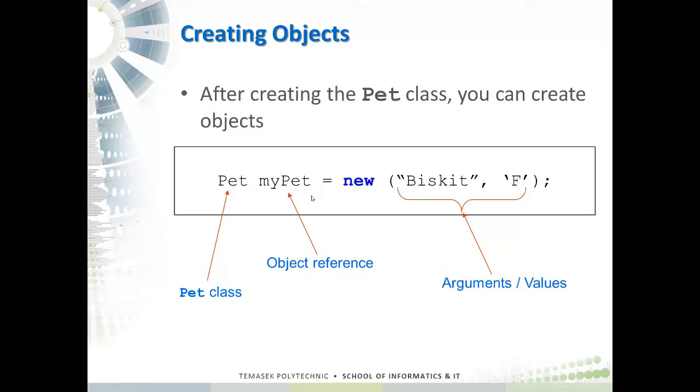In this case, this object's name is my pet. So if you want to change the name, you have to go my pet dot set name, my pet dot set hunger, whatever you want to set. So that's the reason why you need this, because you need something to refer to.